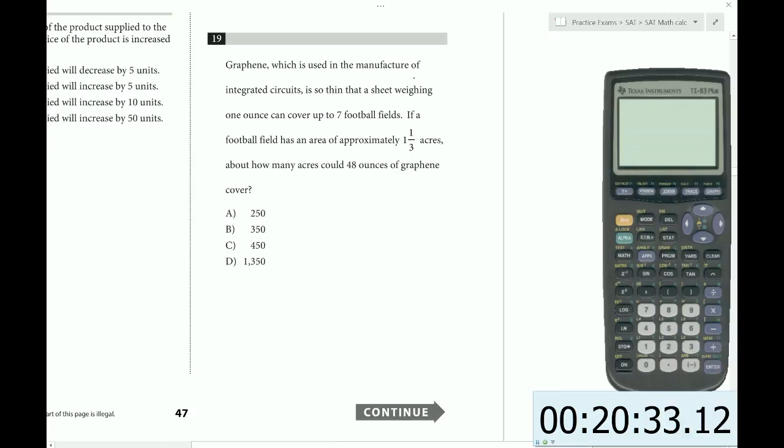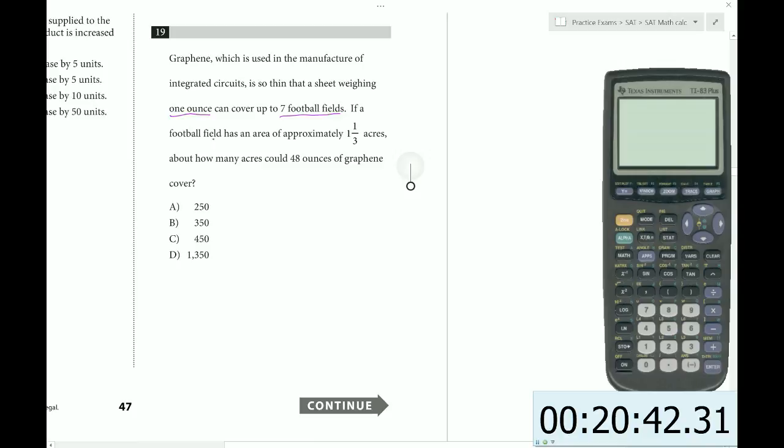Graphene, which is used in the manufacture of integrated circuits, is so thin that a sheet weighing 1 ounce can cover up to 7 football fields. Okay. If a football field has an area of this, so that's 1 field.